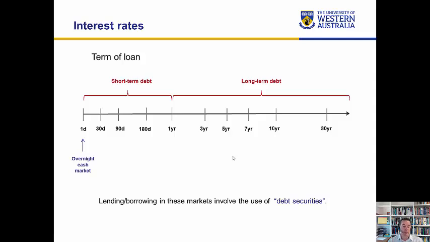Now, one very important market that we'll be learning about more in this topic is the overnight cash market. That is the market through which the Reserve Bank of Australia operates monetary policy, and we'll be learning a lot about how that actually works. That is a 24-hour market. Typically financial institutions are the main players in that market, and they borrow money from each other overnight.